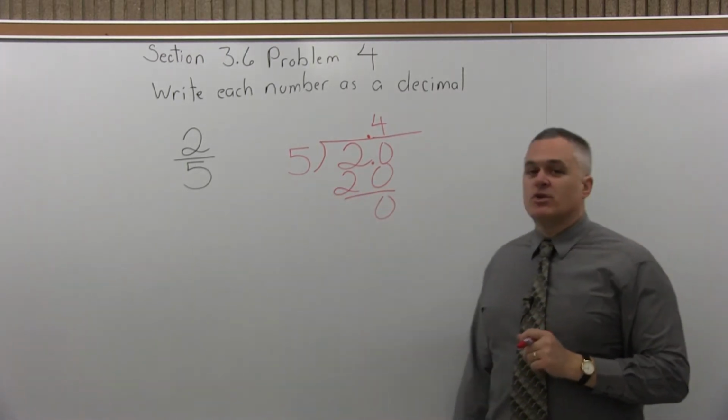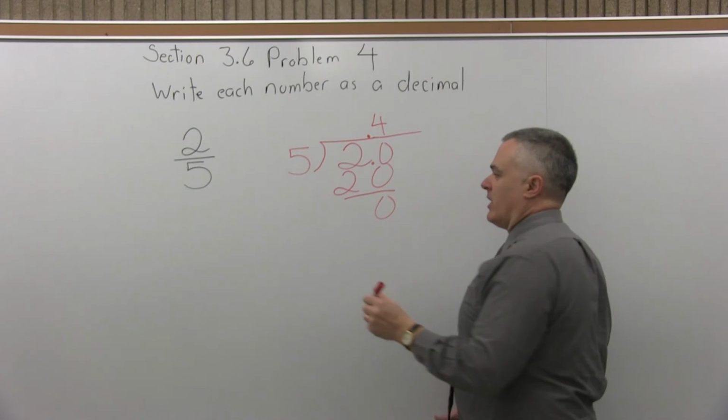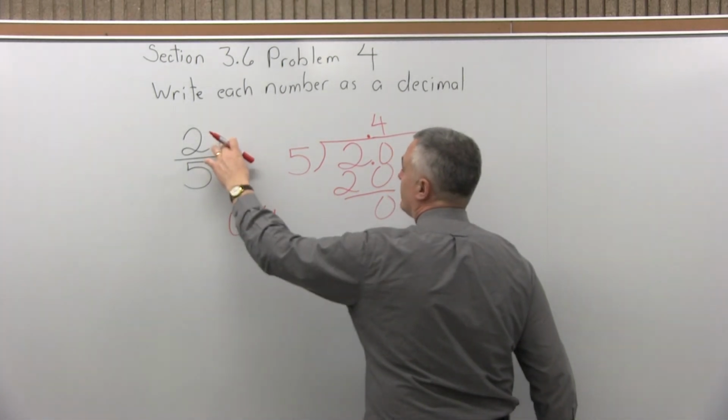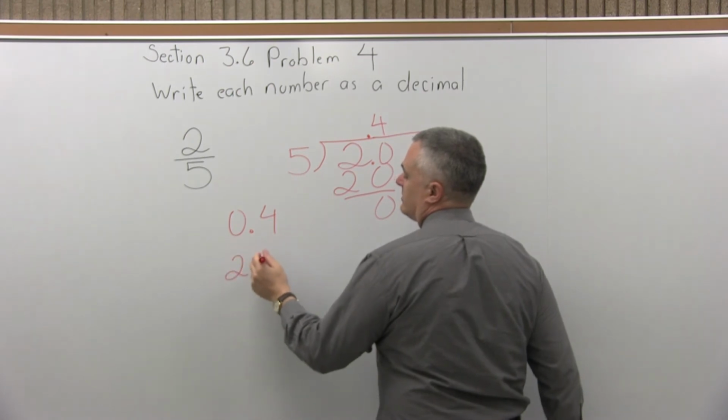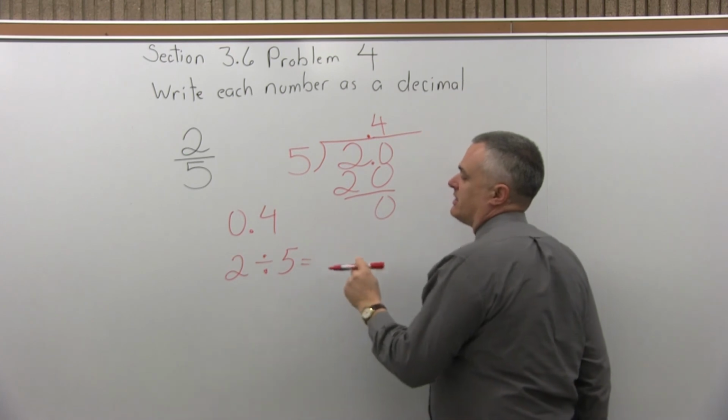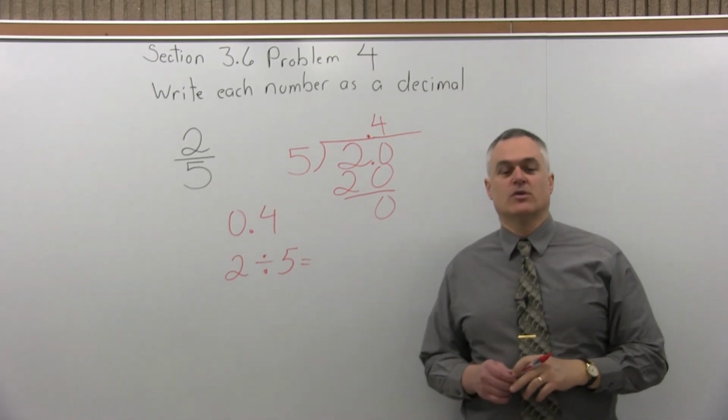So the decimal equivalent of 2/5 is 0.4. And you can write that as 0.4. Now, if you could use a calculator, you would enter the numerator first and the denominator and press equals. And the calculator would tell you also that it's 0.4.